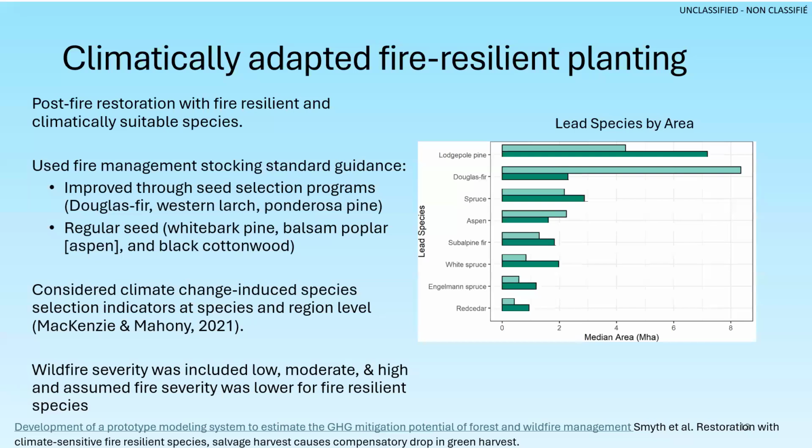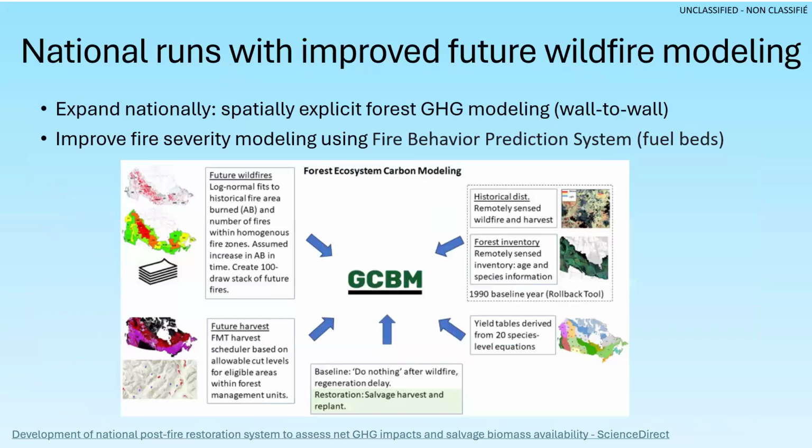So we're able to put this in the model and layer on the wildfires. And we assumed that the wildfire severity would be reduced if we planted a fire resilient species. That's a pretty big assumption. So we wanted to be able to show that that assumption was valid. So that meant, again, improving the fire model. So we did improve the fire modeling and brought in a fire behavior prediction system.